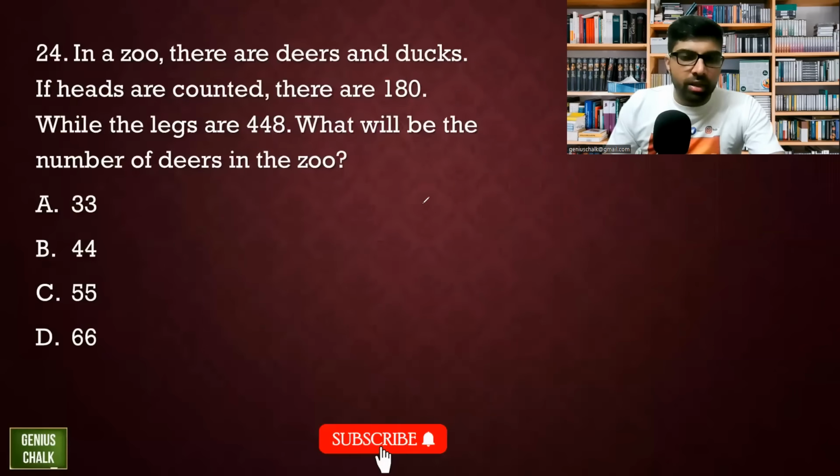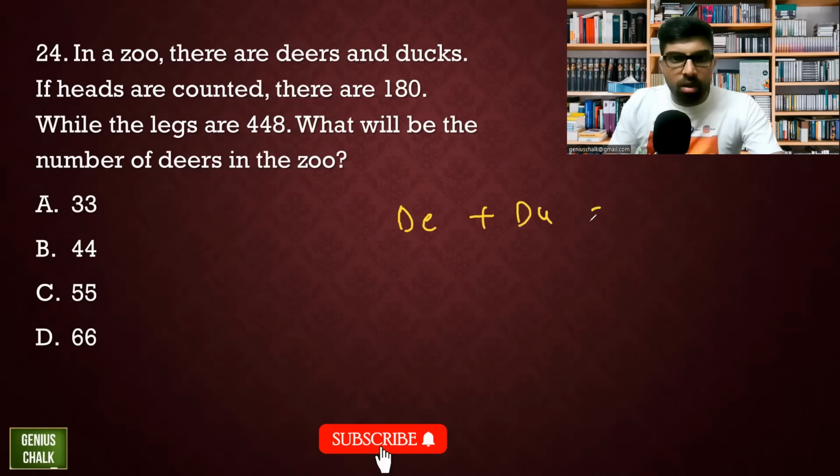Again, in a zoo there are deers and ducks. So deers and ducks. And heads are counted, they are 180. Legs are counted, they are 448. So duck, how many? Duck has 2.